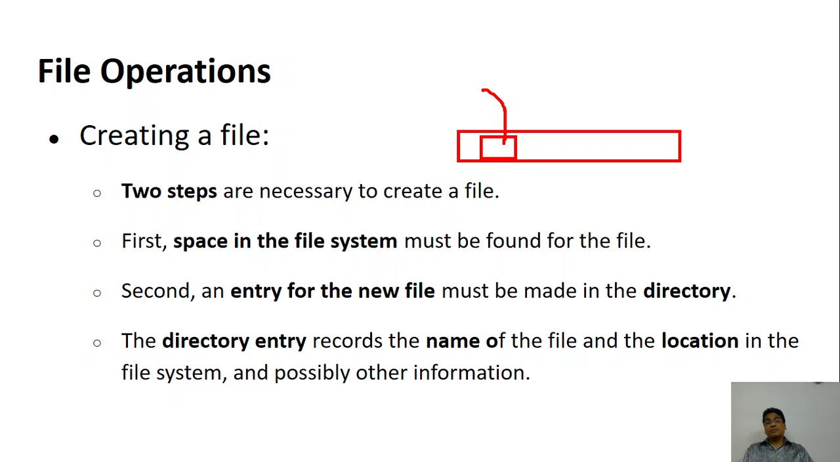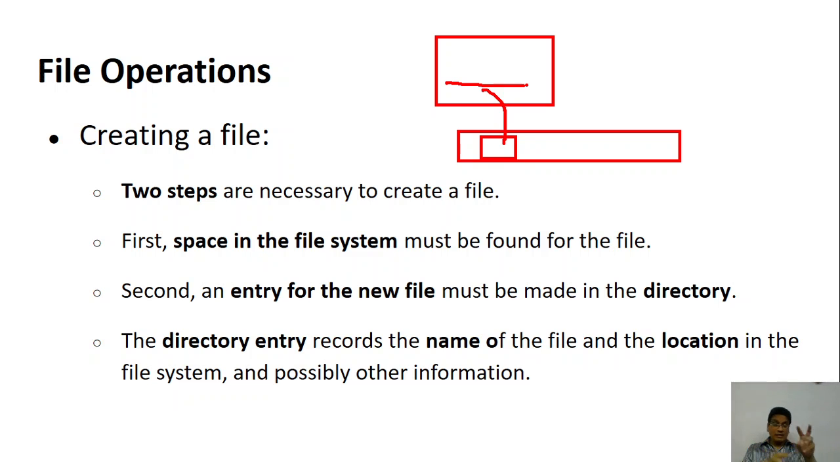Okay, so first I have to get the space where that file can be stored. Once I find that information, next I have to go to the directory and make an entry regarding that file. So two things have to be there. First I must get, suppose I have to store 50 MB of data into the file, in the secondary storage device I have to get 50 MB of free space.